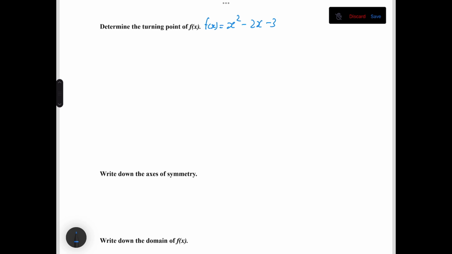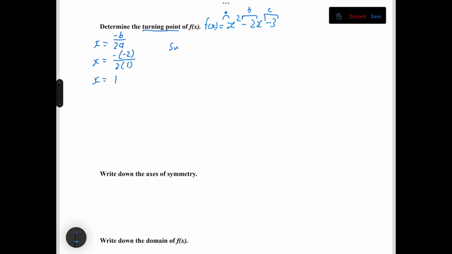Okay, next question is determine the turning point. Now these are all typical exam questions. We have a formula that we can use: minus b over 2a. And so now you need to know where these letters occur. So a is in front, the coefficient of the x squared, and b is the coefficient of the x to the power of 1, and c is the constant. So we substitute minus negative 2 over 2 times 1, and a is 1. There we go. And so x is therefore equal to 1.